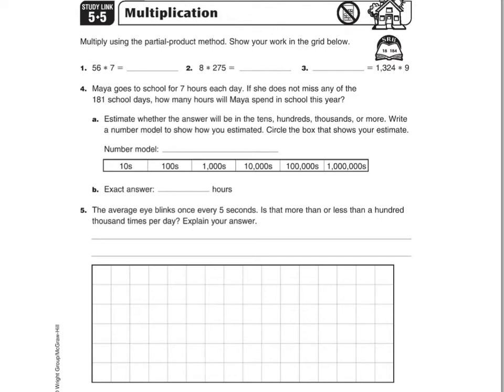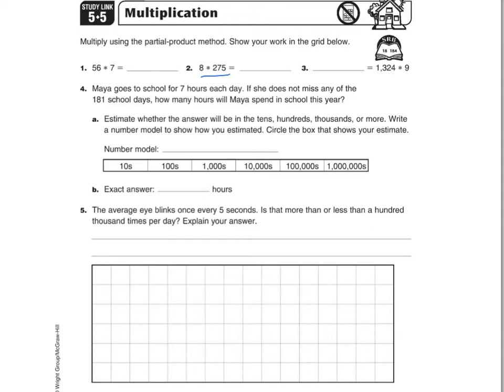On tonight's homework, students are going to use what we've been working on in class called the partial products method. Partial products means that we're going to take numbers that are larger than one digit and break them into their place value parts. So I'm going to show you how that would work for number 2, and this is how your child should set it up.